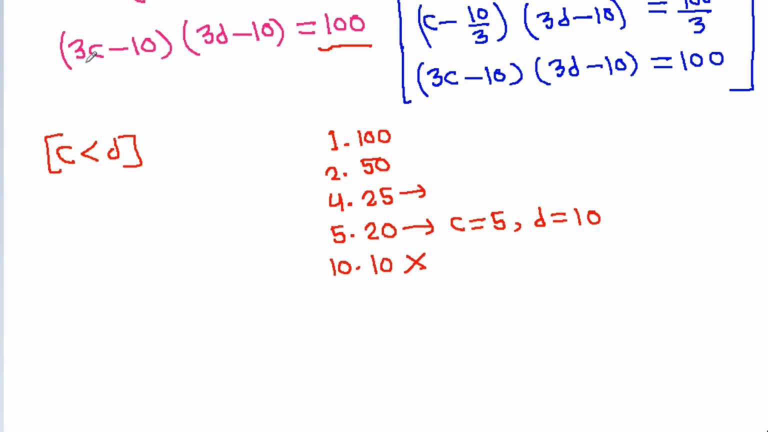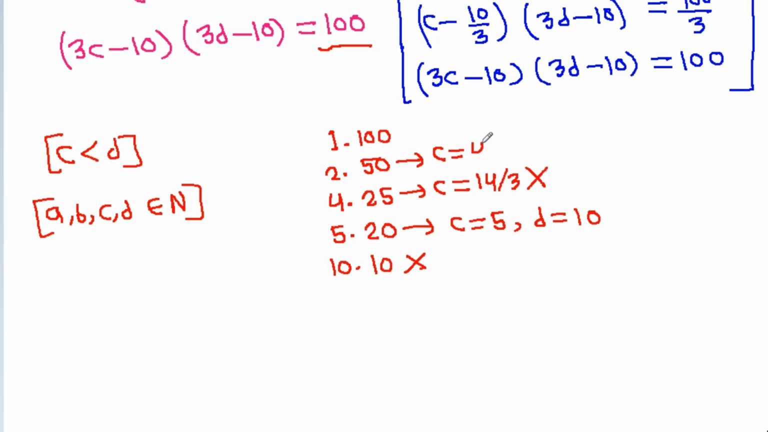And from here 3c is 10 + 4, that is 14, so c will be 14/3. And a, b, c, d are natural numbers, so it is not possible. And from here 3c will be 10 + 2, that is 12, so c will be 4, and 3d will be 10 + 50, that is 60, so d will be 20. And from here 3c is 11, so c will be 11/3, that is not possible.